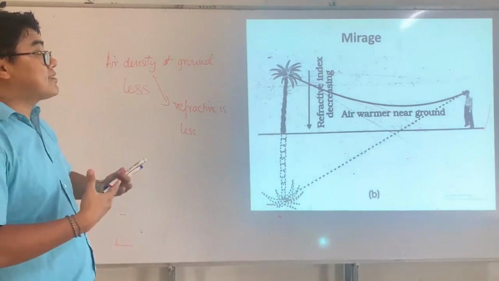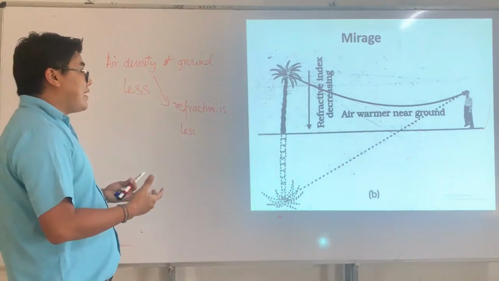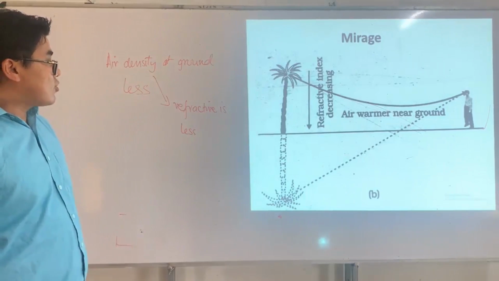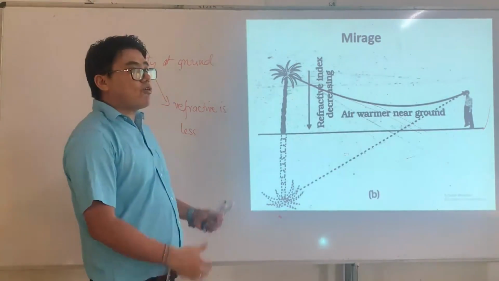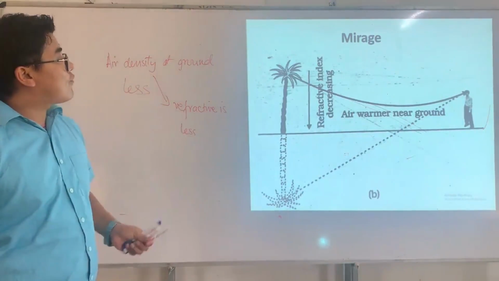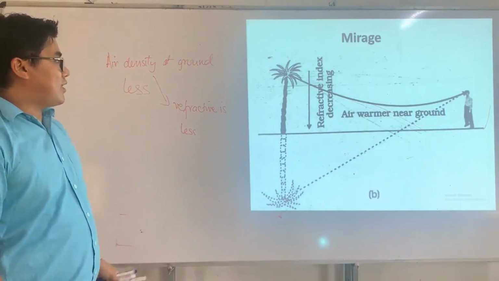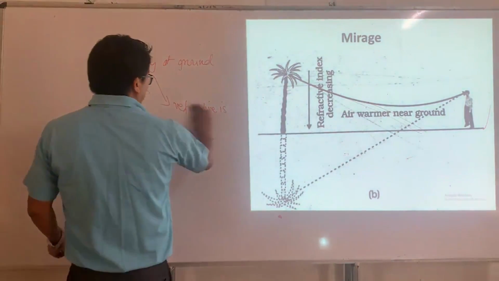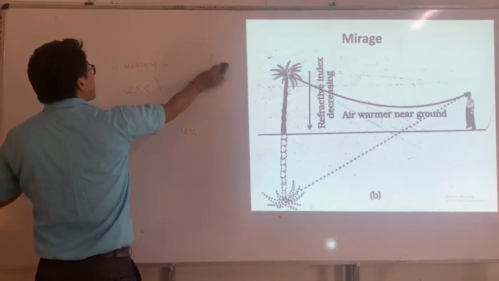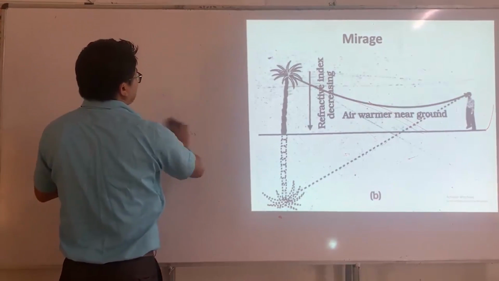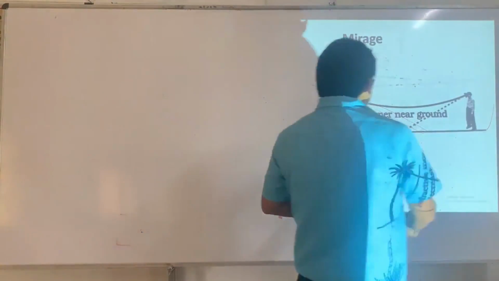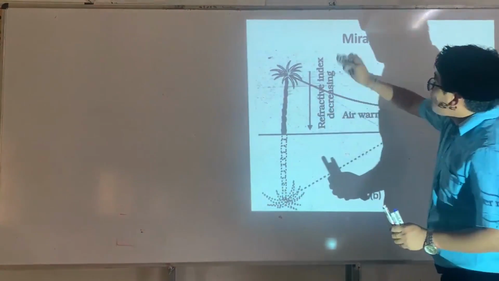So therefore the person sees that there is water at a distance, but which is not true. This is all because of total internal reflection. And one thing you should keep in mind is that you need a few conditions to be satisfied for a mirage to form.